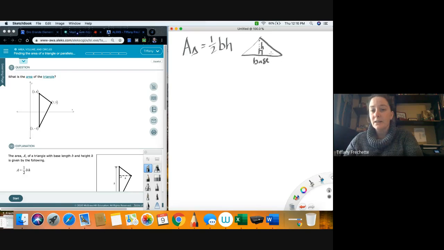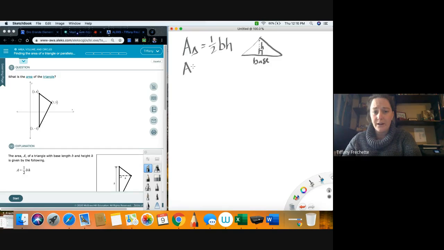So this line here. It doesn't matter if it's drawn this way or if you take it and turn it sideways like it is in this picture here. You're always looking to go from a vertex straight down to the other side. And we want to try to do that the easiest way possible to get a height and a base.